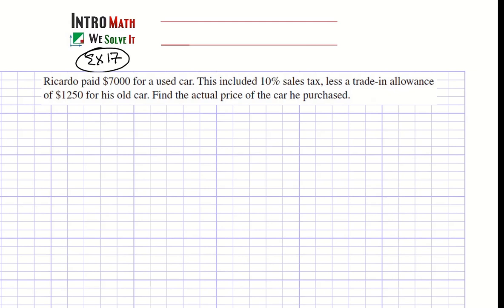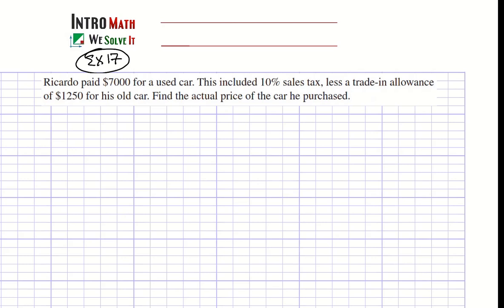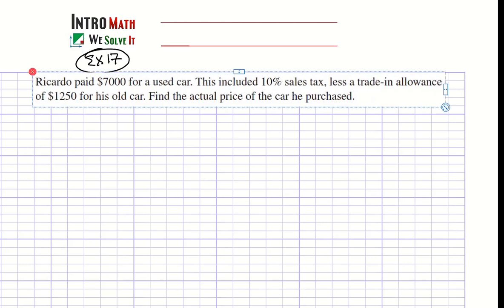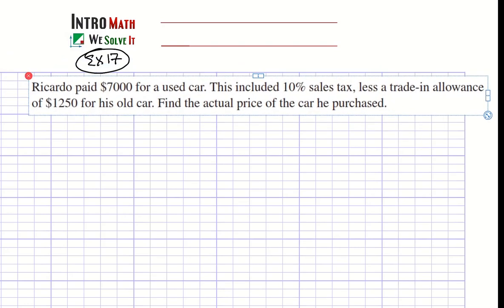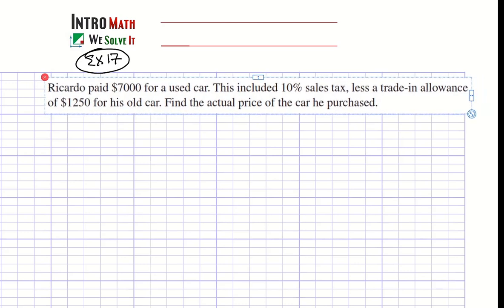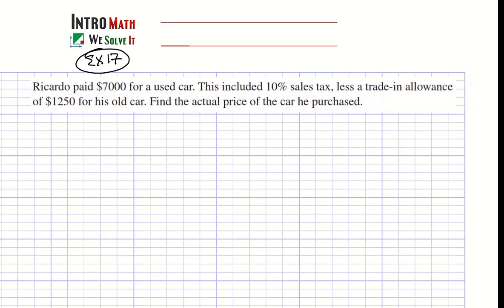This is another problem here. What does he say? He says Ricardo paid for something. Let me make it a little larger, that way everybody can see it in the video. Ricardo paid $7,000 for a used car. This includes 10% sales tax, less trading allowance of $1,250 for his old car. Find the actual price. Okay, it's the same idea.